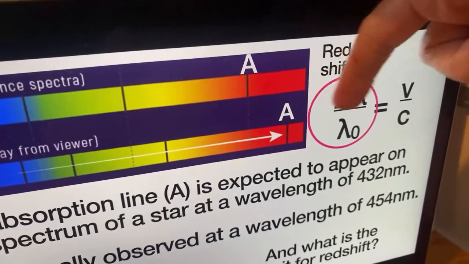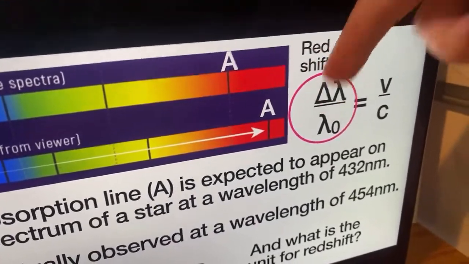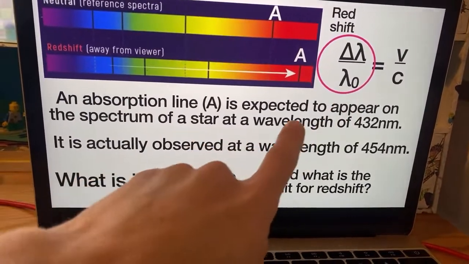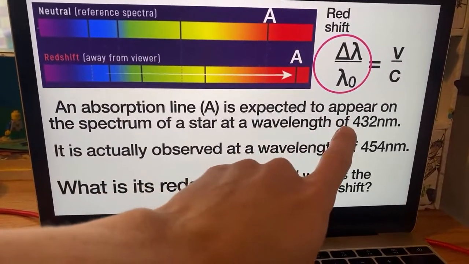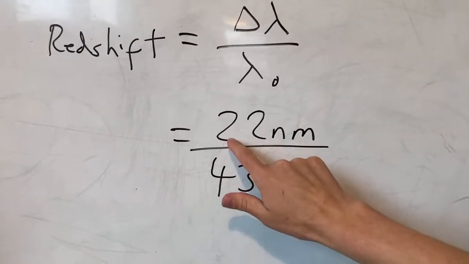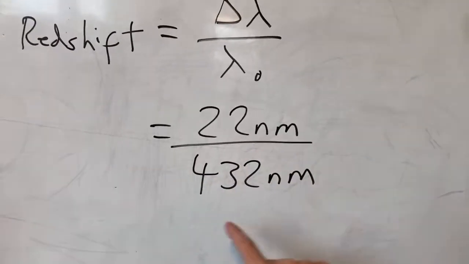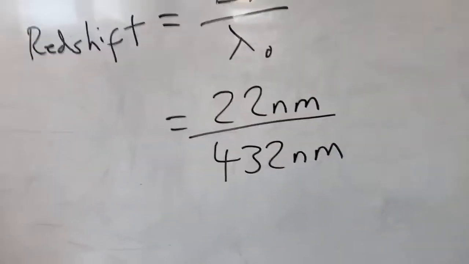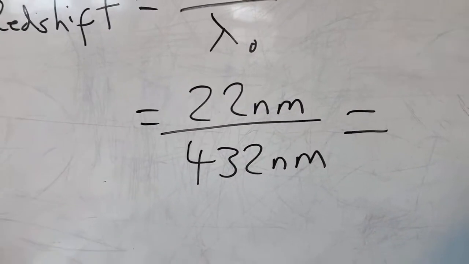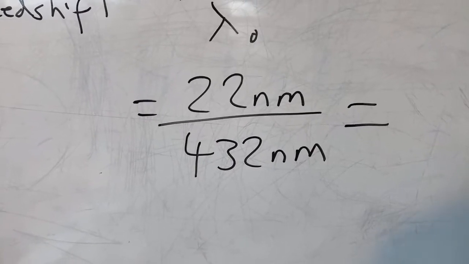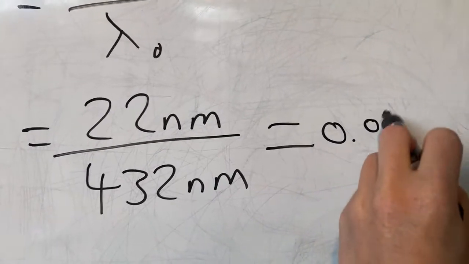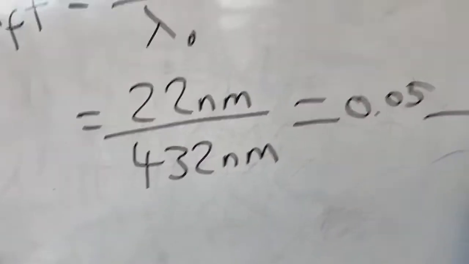So you need to go, okay, change in wavelength, 22 nanometers divided by the original wavelength. This is where it gets tricky. It's the original wavelength that was given off, the one you're expecting. So it's 432 is the number that you use. So the answer is 22 nanometers divided by 432 nanometers gives you 0.05, and what's the unit of redshift?